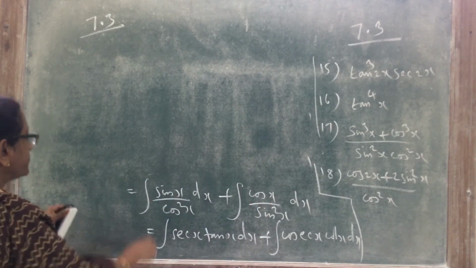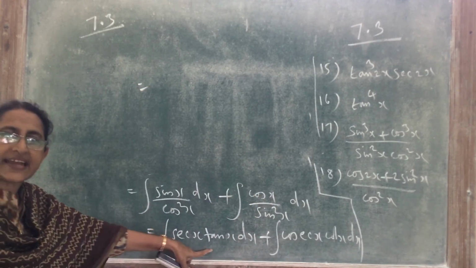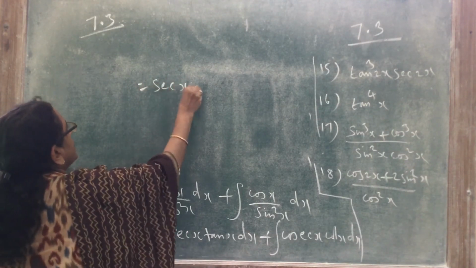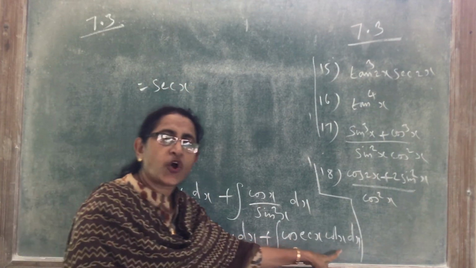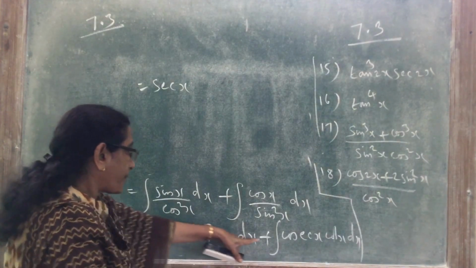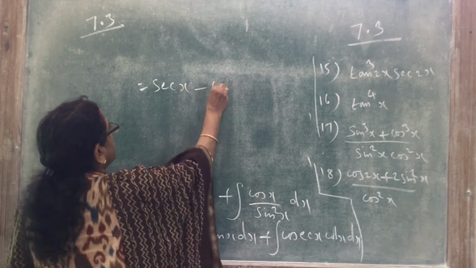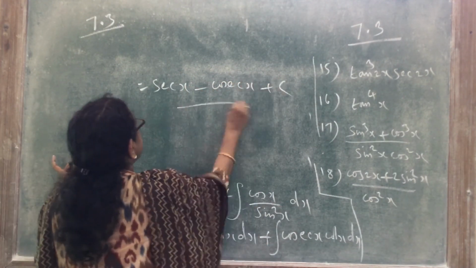So what is the answer? What is the integral of sec x tan x? Sec x. Then what is the integral of cosec x cot x? Minus cosec x. So plus minus, the answer is minus cosec x plus c. That's the answer.